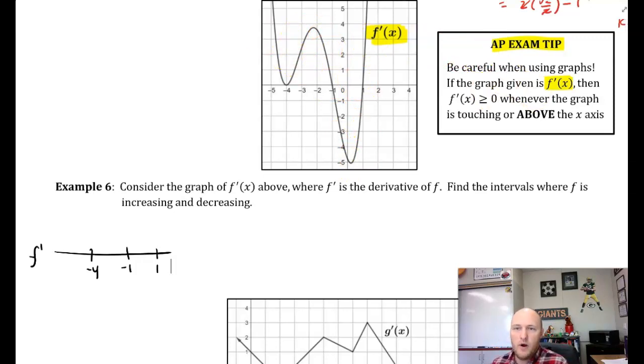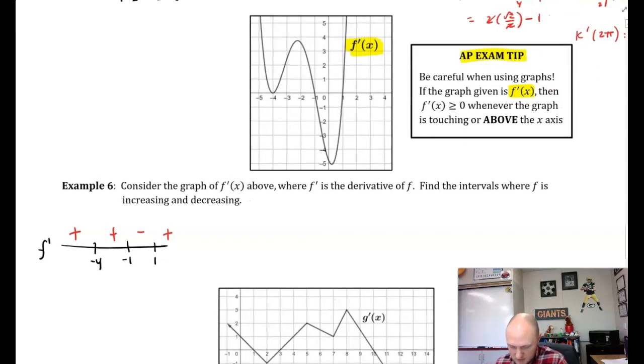And then where is f prime positive? On the interval -∞ to -4, isn't it above the x-axis? So that's positive. From -4 to -1, isn't it above the x-axis? So f prime is positive. Between -1 and 1, it's negative. And between 1 and positive infinity, it is positive.